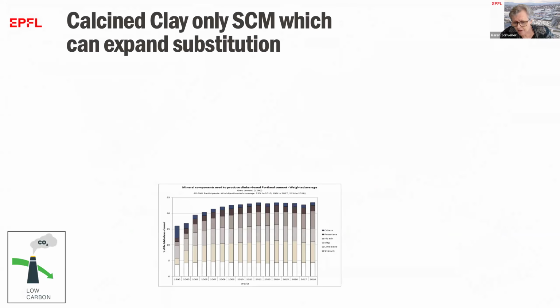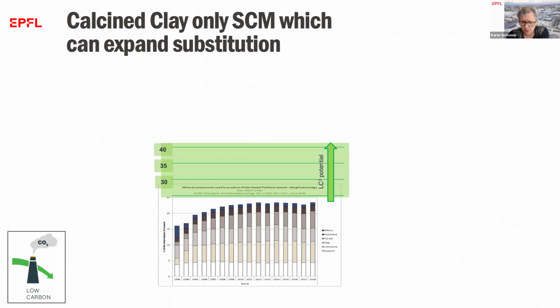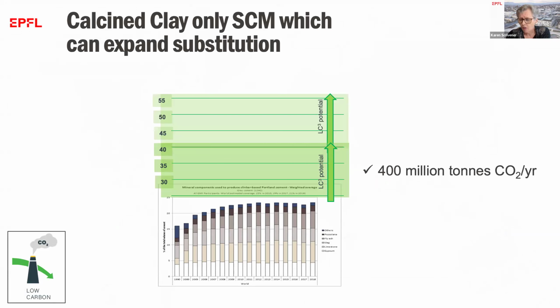This is the level of substitute materials, how it's evolved in the past couple of decades, and the stagnation in the last 10 years has been due to this lack of slag and fly ash. If we remove that limitation, we could easily go to a 40% substitution, which would be 400 million tons of CO2. Or probably we could actually do twice as well as this with a bit of improvement in technology.